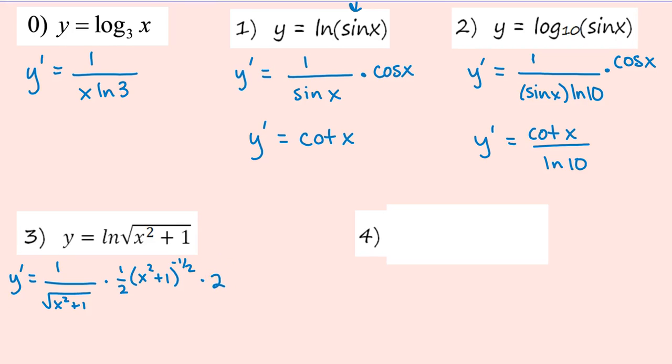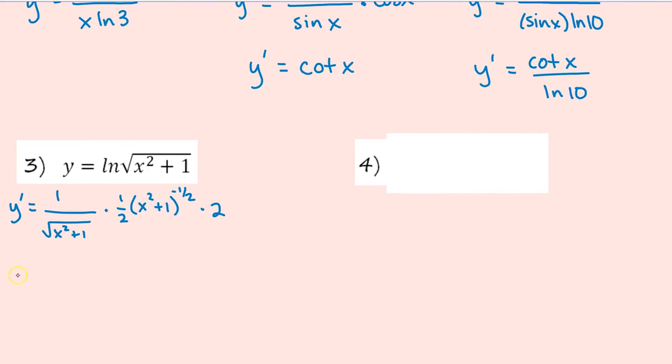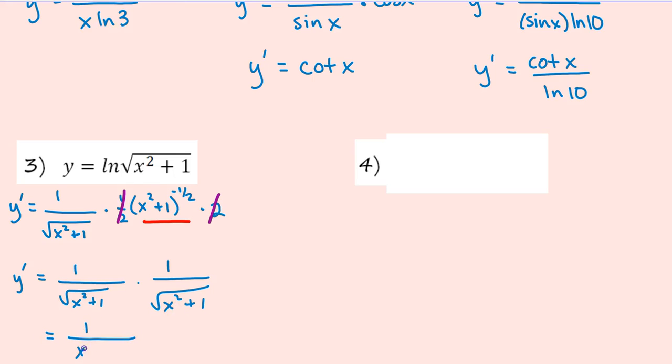So this one actually simplifies really nicely because you can take your 1/2 times 2 and multiply them together, and that's just 1. So you can think of that as those canceling. And then you can take your x squared plus 1 to the negative 1/2 and think of it as 1 over the square root of x squared plus 1. So when you multiply those square roots together, we just have 1 over x squared plus 1.